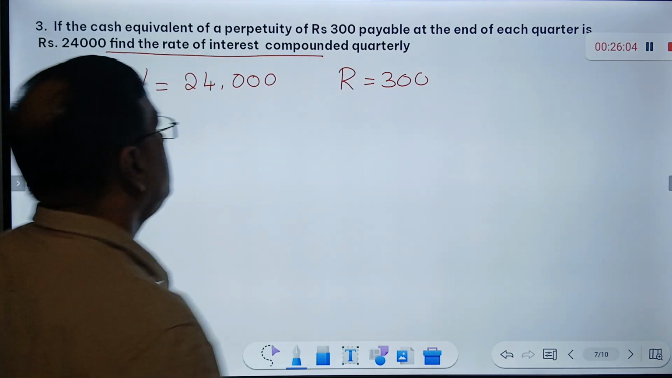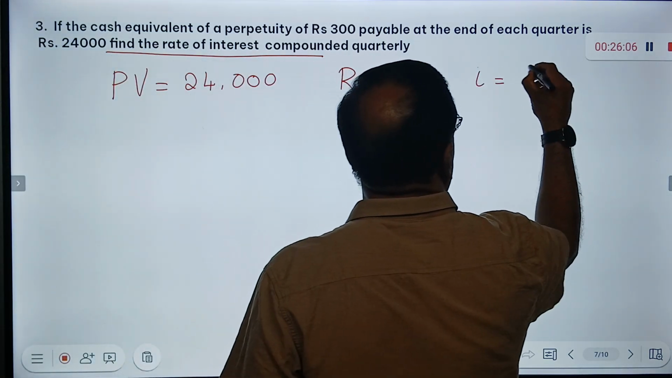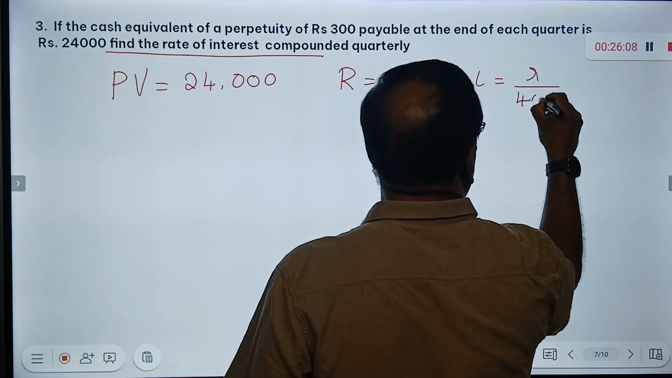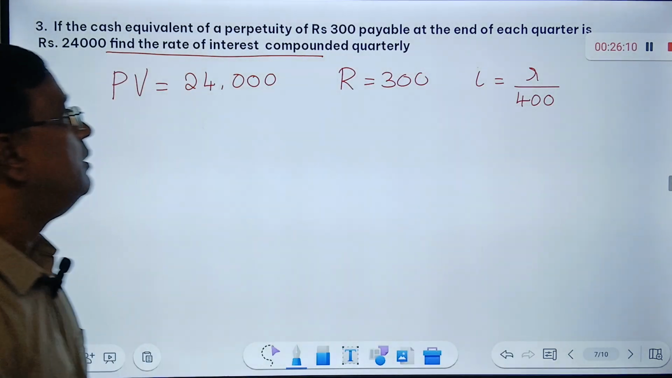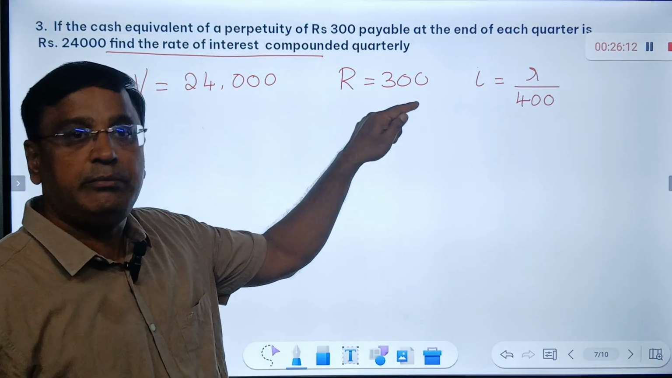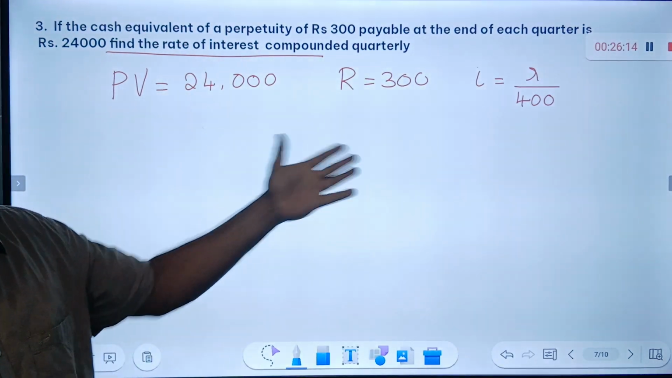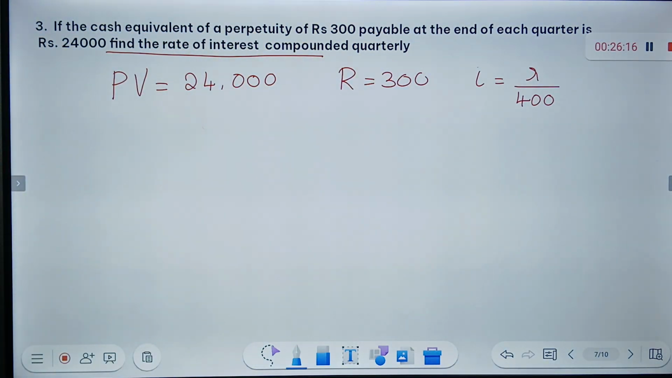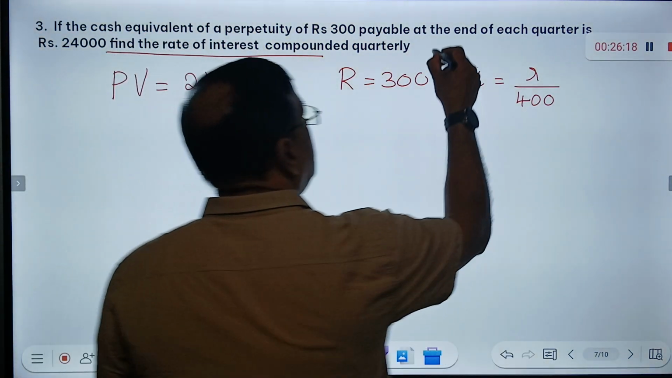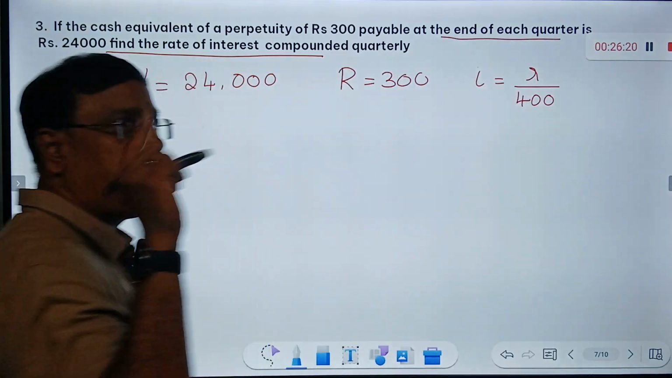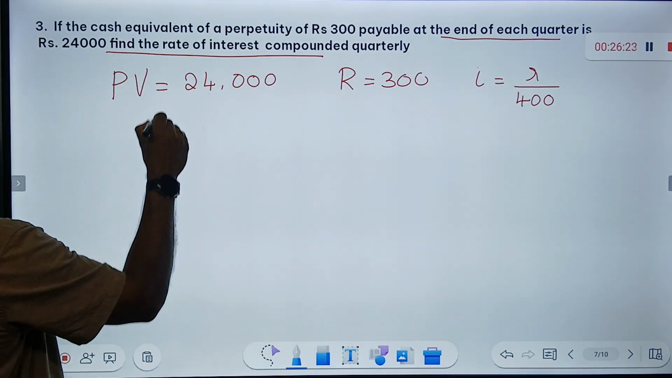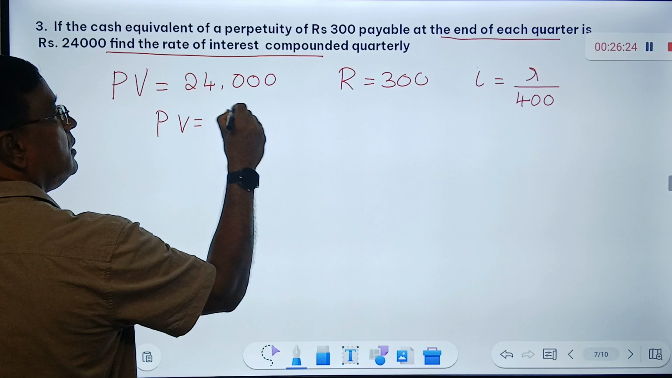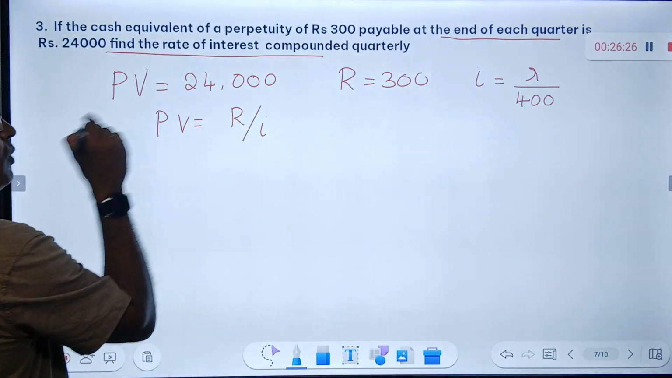Now what is rate of interest? I equal to R by 400. Why do I do R by 400? Because it is quarterly, you have to divide it by 4. R by 100 divided by 4 is R by 400. Now here the payment is made at the end of each period, so it is a type 1 perpetuity. So what is the present value formula? R by I.